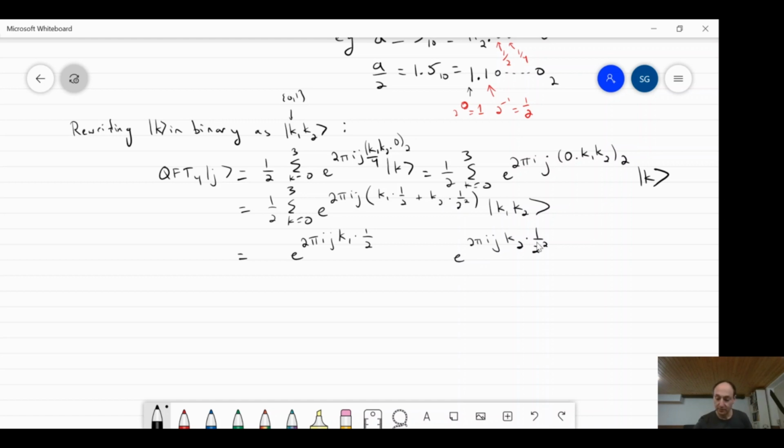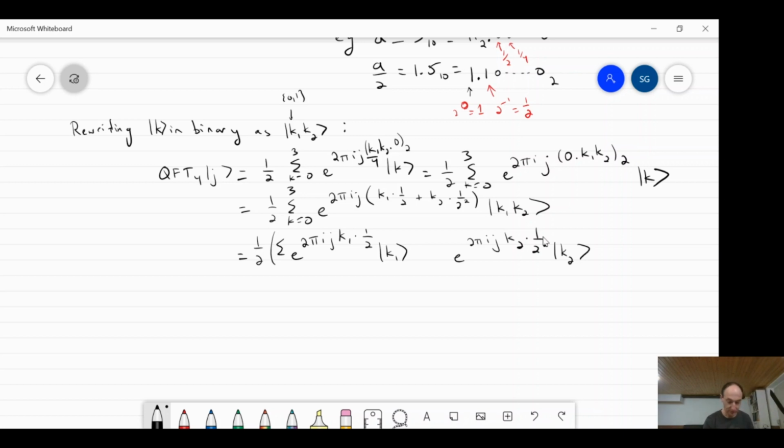And there's no point keeping these two together now, because this one only depends on k1 and this one only depends on k2. So I might as well also factorize the actual states themselves. I can write, let me put just a big half in front, so the constant stays the same.